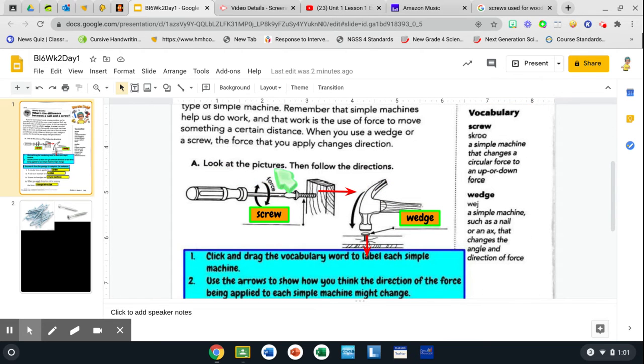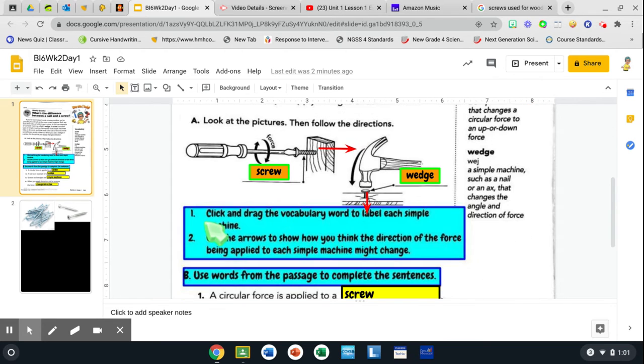So it said to look at the pictures, then follow the directions. Number 1, you had to click and drag the vocabulary word to label each simple machine. This right here is a screw, and this right here would be a wedge. Yes, it's a nail, but remember, nails are wedges when we're talking about what kind of simple machine.